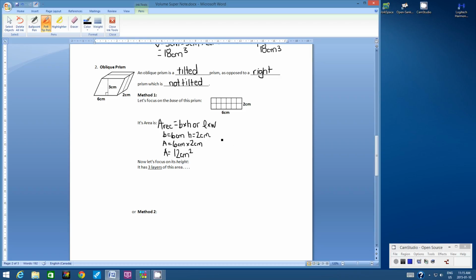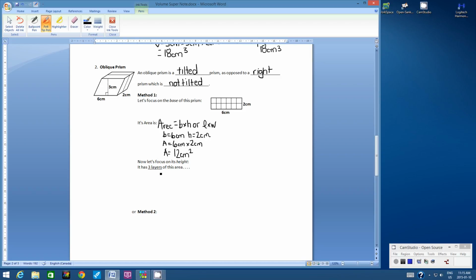We don't need a therefore line because we want to eventually calculate for the volume. So we're not finished the question yet. Now, let's focus on its height. So let's look back at this diagram. So imagine that this actually would have 3 layers of this. If we were to construct this out of our linking cubes, we would have to build it 3 times on top of each other because we have a height of 3 centimeters.